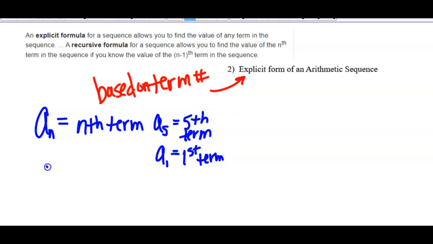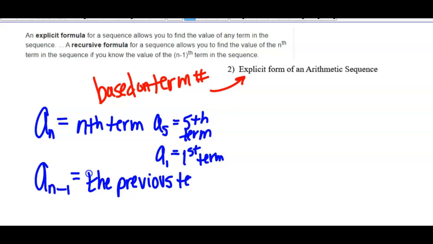All right, and this is where you have to get a little tricky. If you know the term, say term 7, and you subtract 1, that would be term 6. So this notation means the previous term. D is the difference.